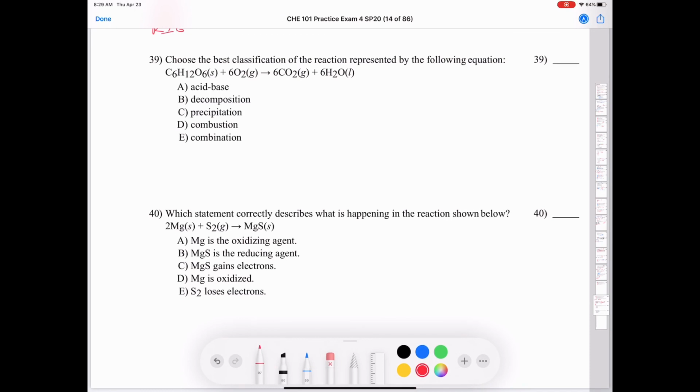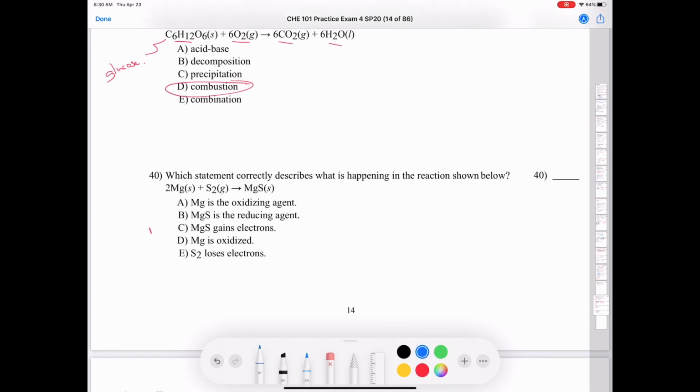Question 39. Choose the best classification of the reaction represented by the following equation. Well, like I just told you, when you take a compound and you combine it with oxygen and you produce carbon dioxide and water as products, this is a combustion reaction. And this is actually showing the combustion of the molecule glucose.